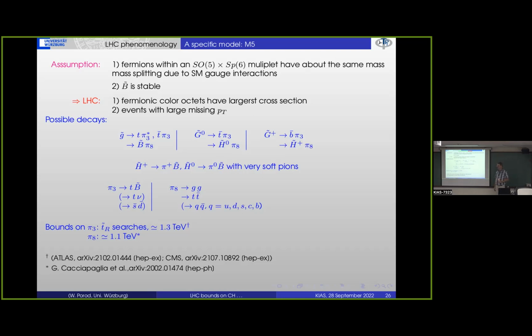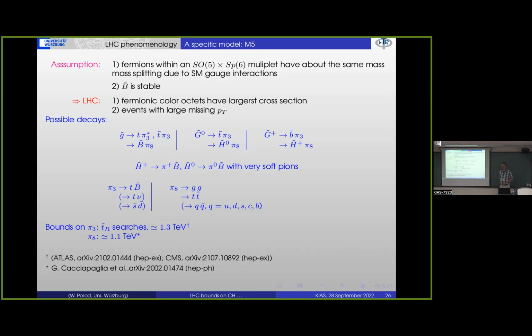Yes. A quick question about the pi8 octet. Is it possible that it can form a bound state which mixes with the Higgs, and then decay to some different final states?